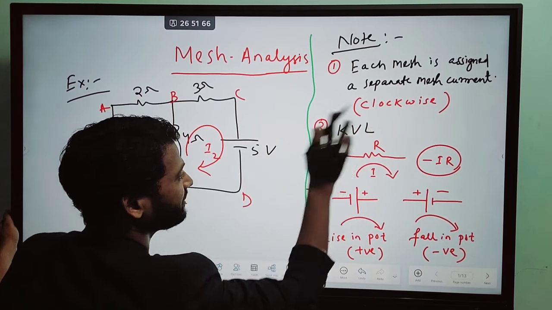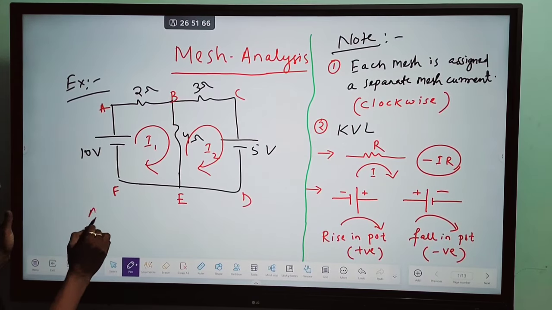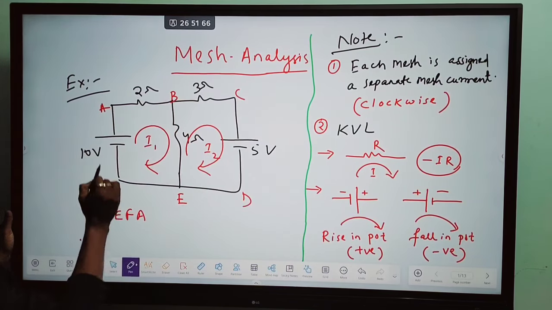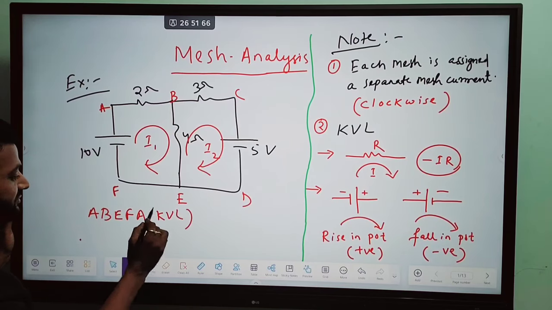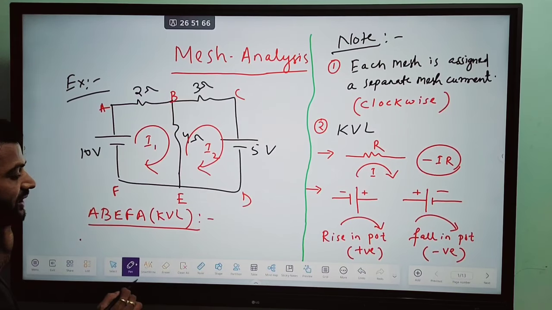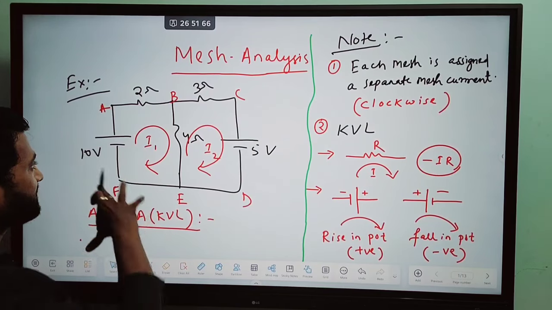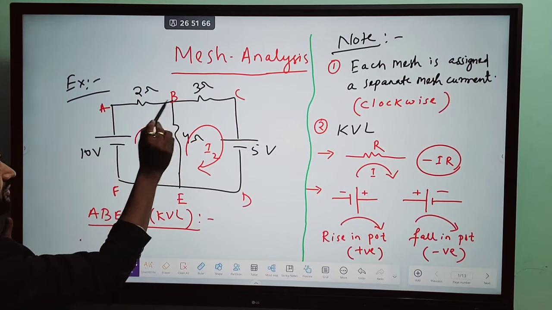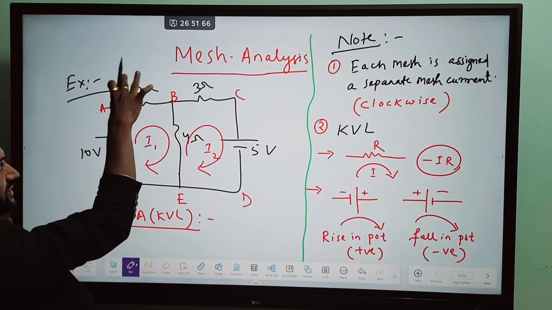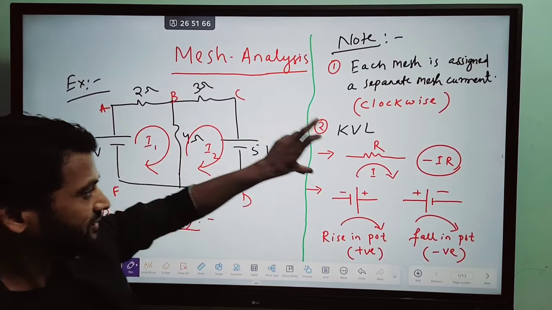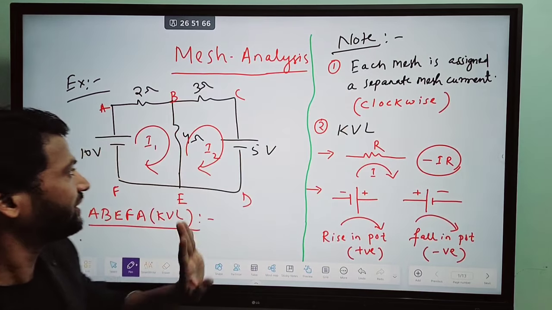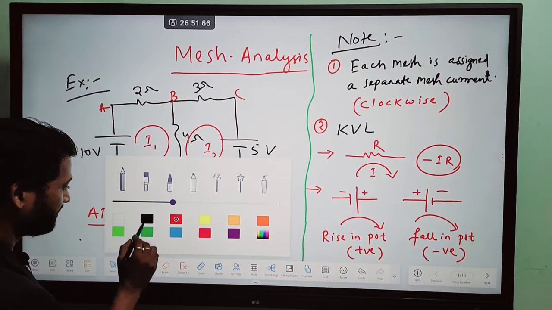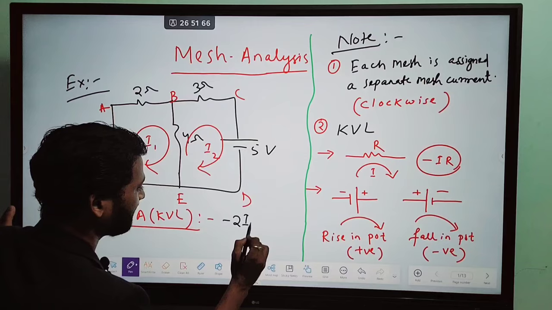Second point, we will apply KVL on that mesh. So what is the first mesh? A, B, E, F, A. We will apply KVL in that mesh. What is KVL? The sum of voltages in a closed path will be 0. So from A to B, what is the resistor? 2 ohm. What is the voltage drop? 2 into I1. As I have told, for any resistor, the potential drop will be taken as minus. So here the potential drop will be minus 2I1.